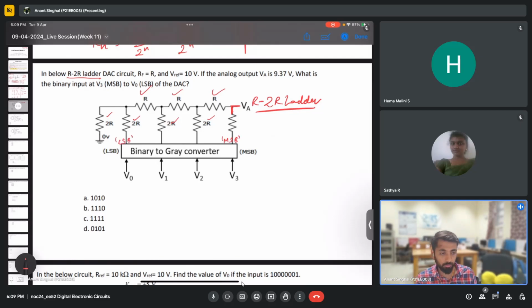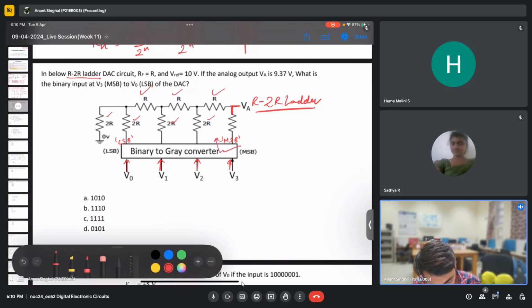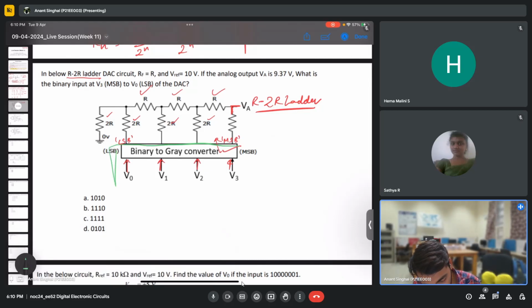And one thing to notice in this particular problem is that the bits are first converted by a binary to gray converter, and then they go to the input. So for the time being, we'll not think about this. Let's say this is a box, and this is V0 dash, this is V1 dash, this is V2 dash, and this is V3 dash.